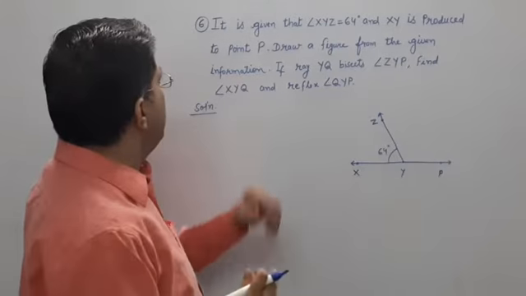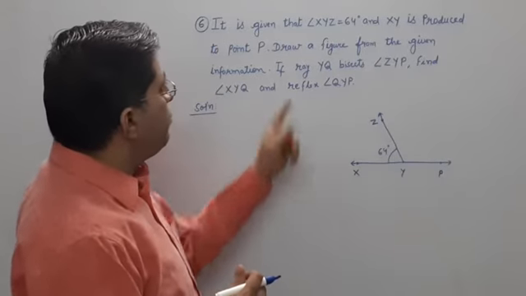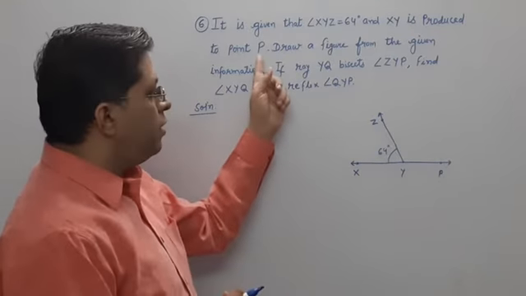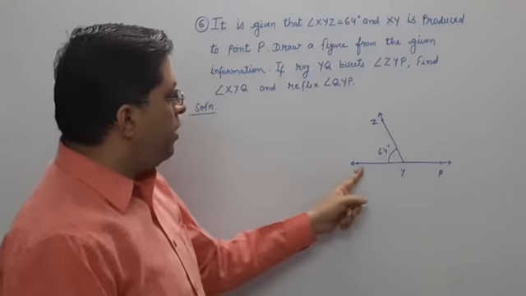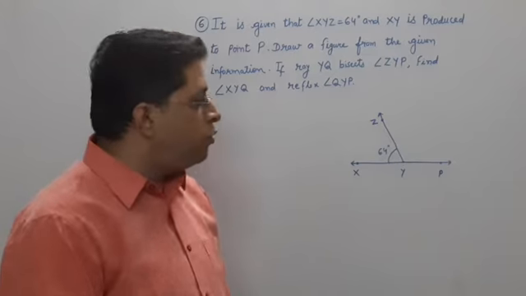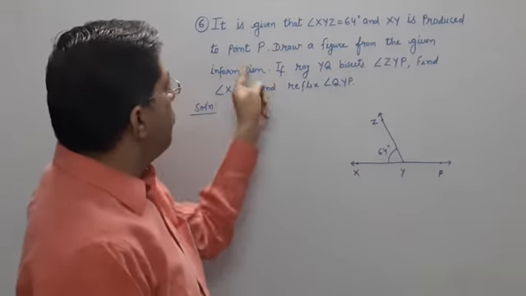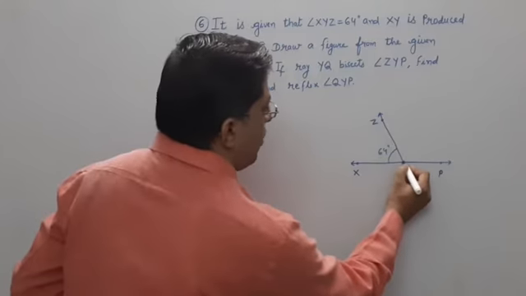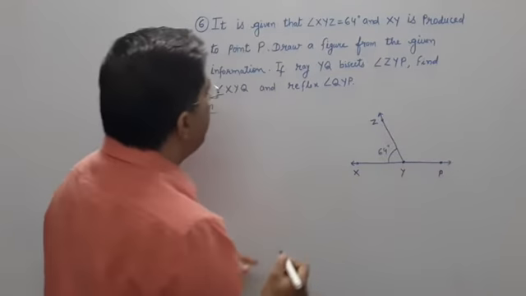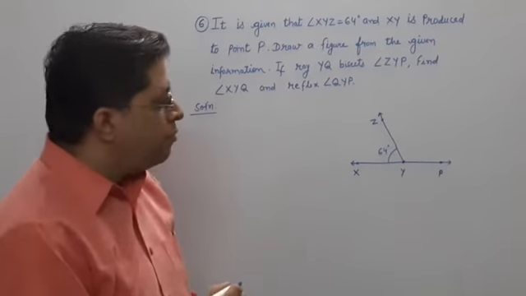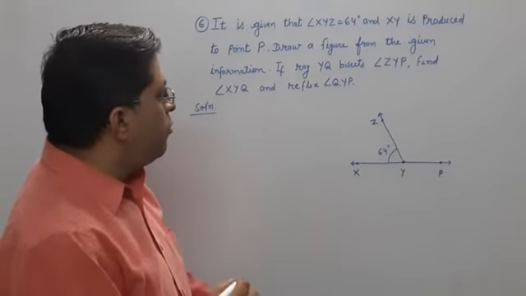The next question is, it is given that angle XYZ is 64 degree and XY is produced to point P. It is given to you. You have to draw this angle XYZ, and then XY is produced to point P. I extend this XY up to point P. Draw a figure from the given information. Okay, according to information I draw it.